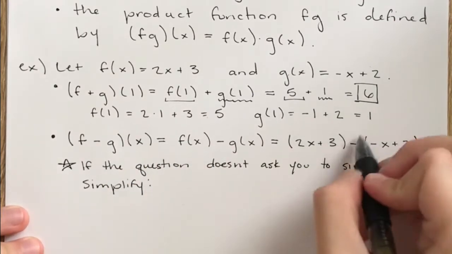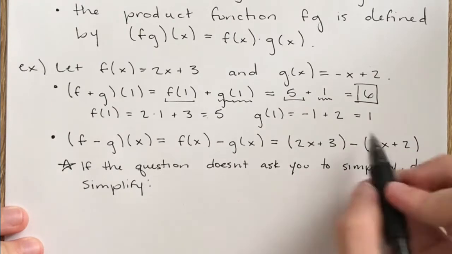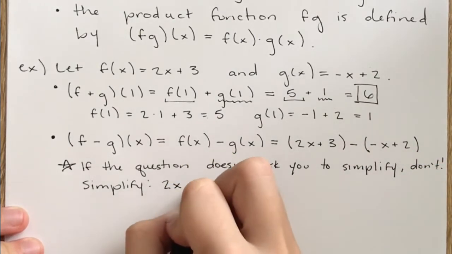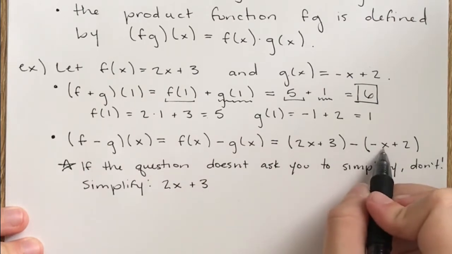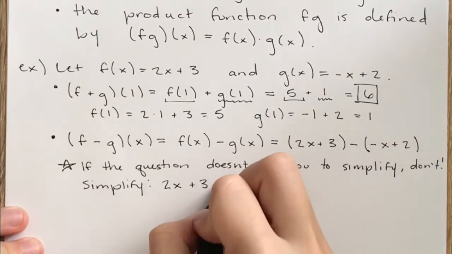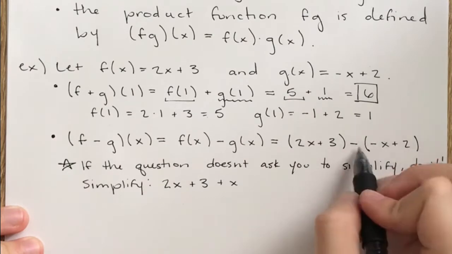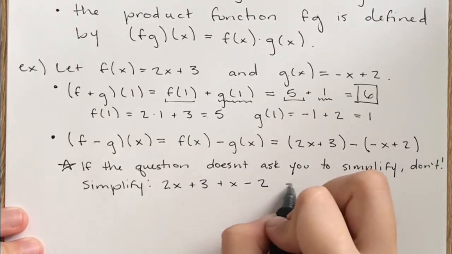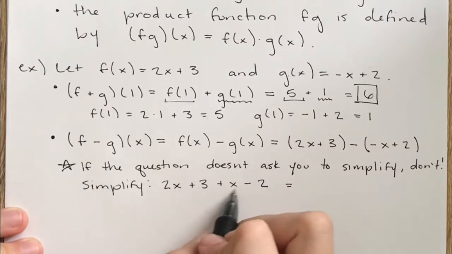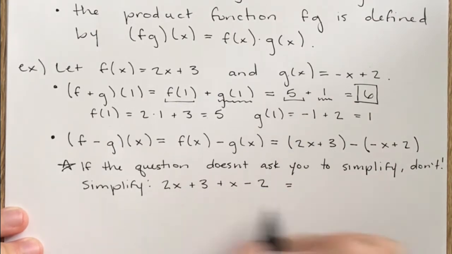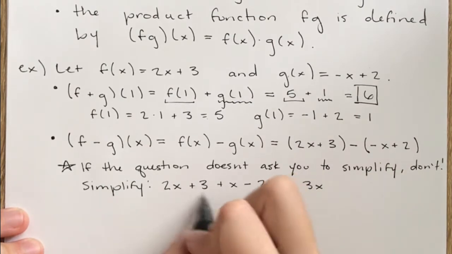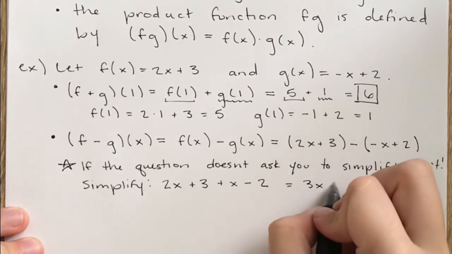Well, just like we were talking about, we would need to distribute this negative, right? So we end up with 2x plus 3 minus negative x, which is plus x, minus 2. We can combine like terms here. We've got these two x terms. We add them together, we get 3x. We've got these two constants. We add them together, we get plus 1.